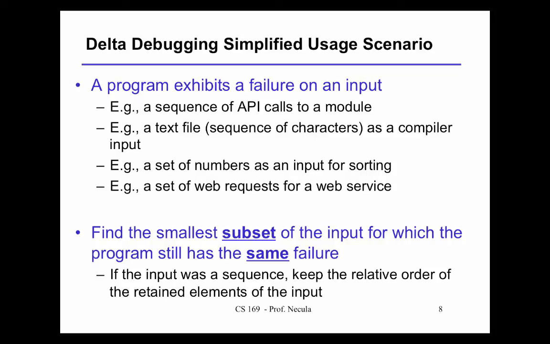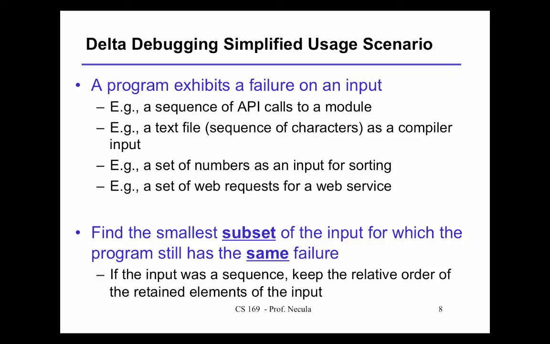So what delta debugging will try to solve is to find the smallest subset of the input for which the program still has the same failure. It's important subset, it's important same. Subset is important in an interesting way. You want a smaller input. You want a fraction of the original input. But I say subset here, and many of the examples have sequence there. Probably even the sequence matters as the input for the sorting, and maybe the sequence of web requests.